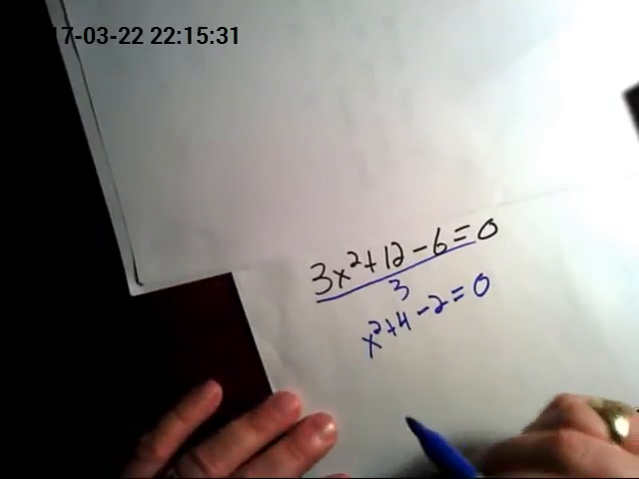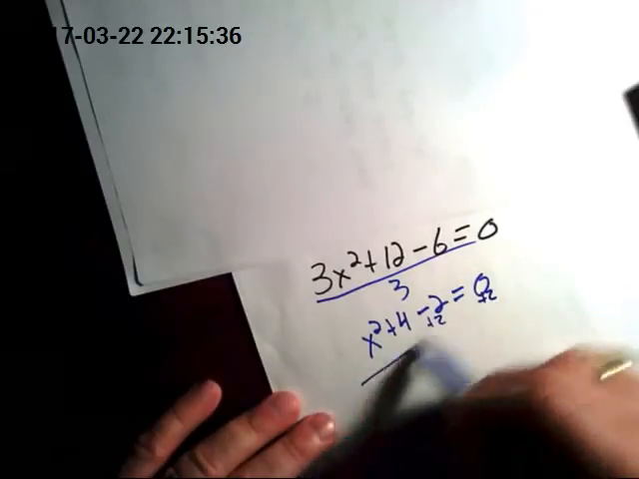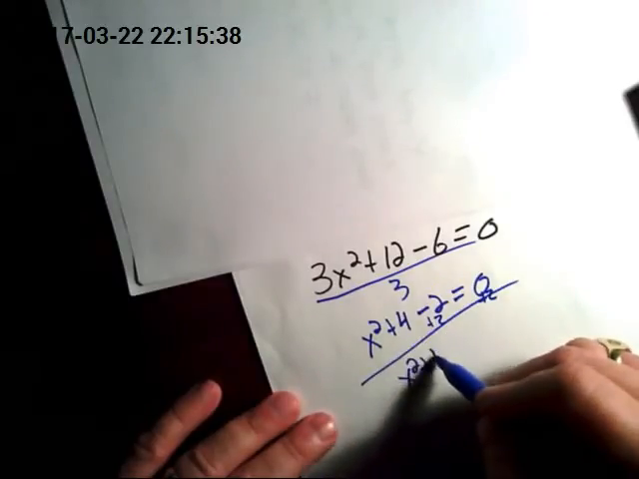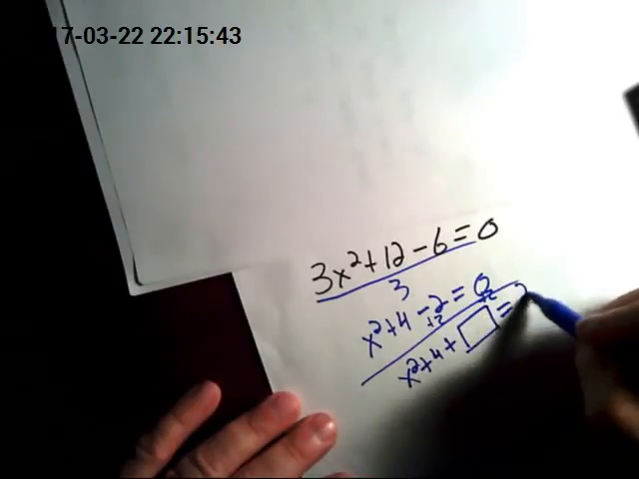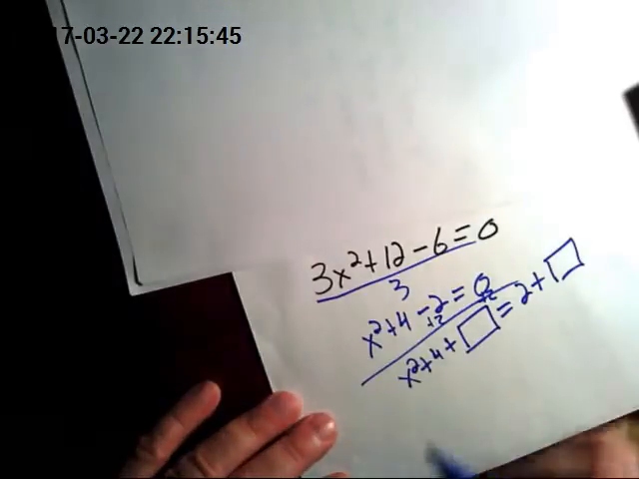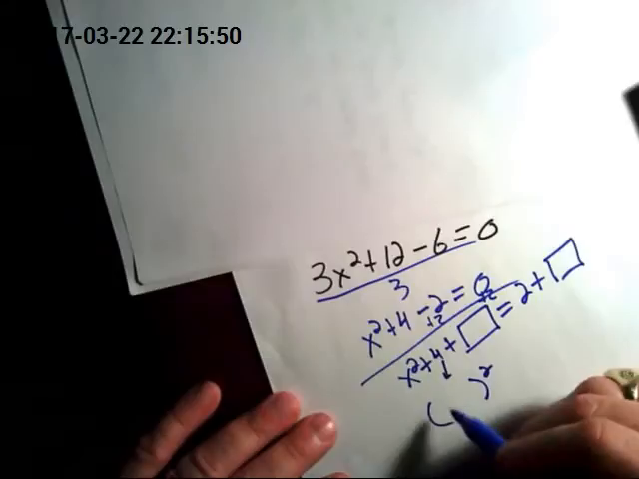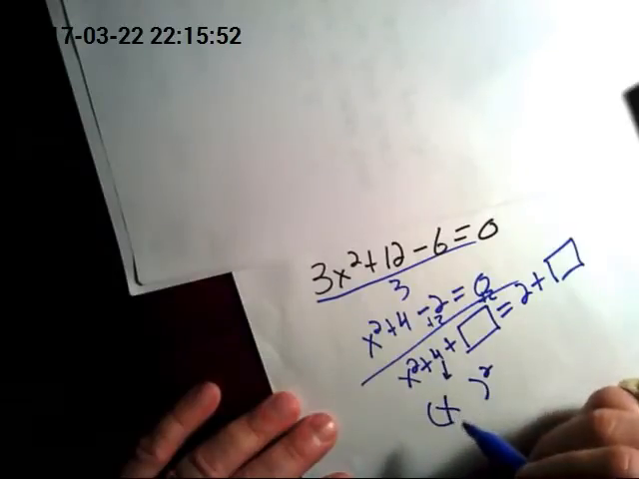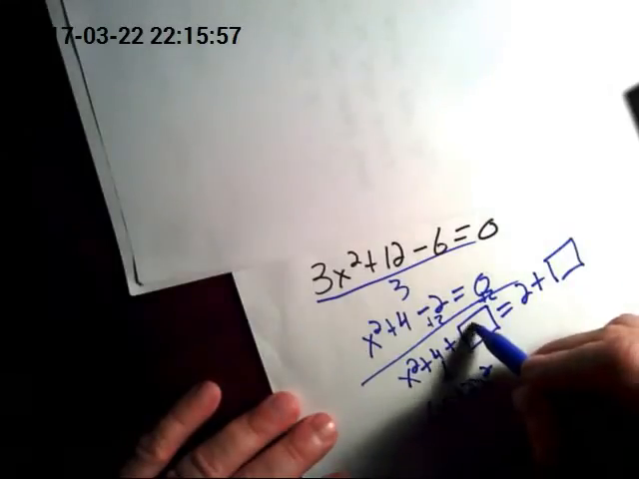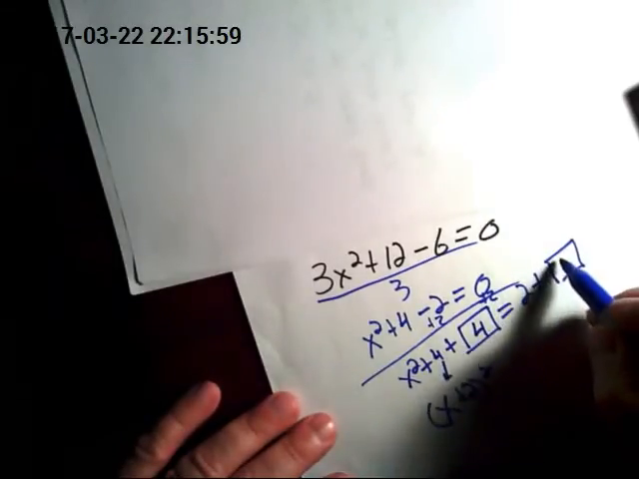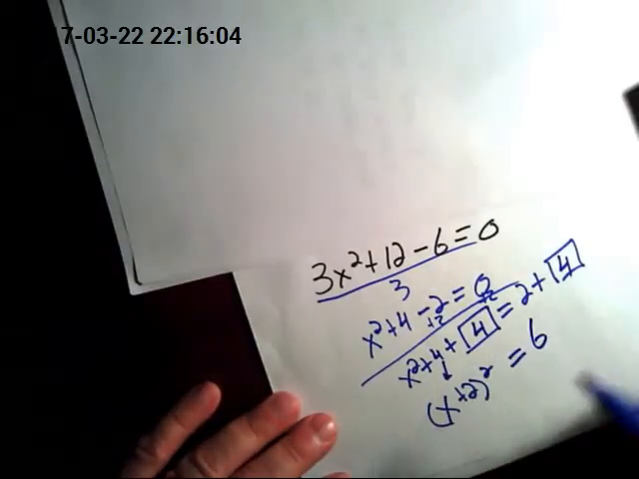Now I can complete the square from this. I'm going to add 2 to both sides. X squared plus 4x plus my mystical box equals 2 plus my mystical box. I do take half of this one. Half of b, half of 4 is 2. 2 squared, 2 times 2 is 4. So I added 4 to that side, I've got to add 4 to that side. 2 and 4 is 6.